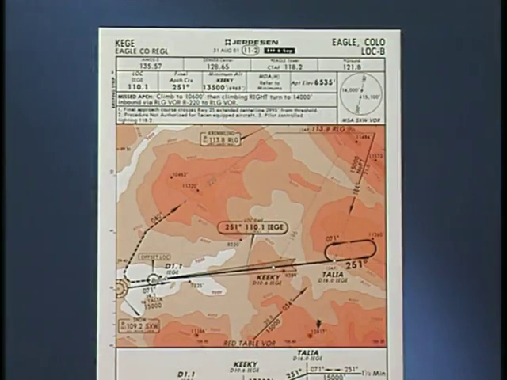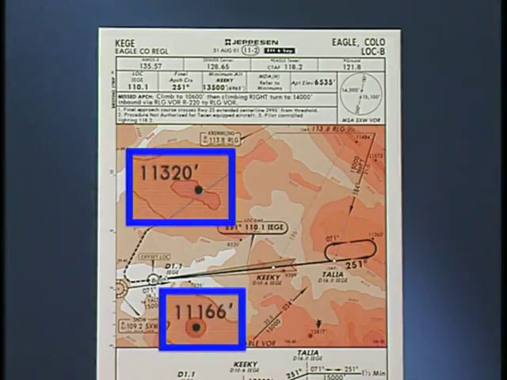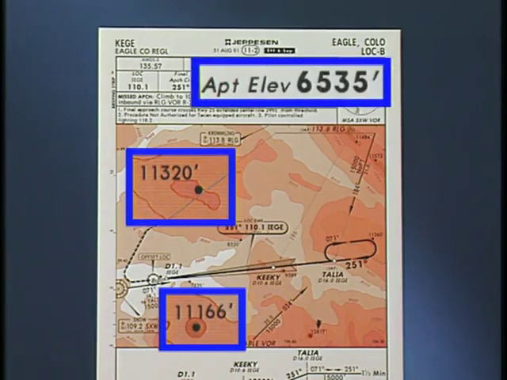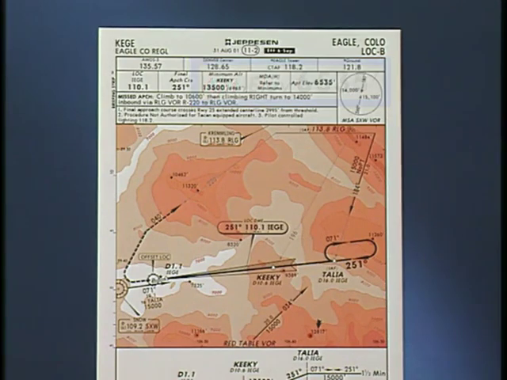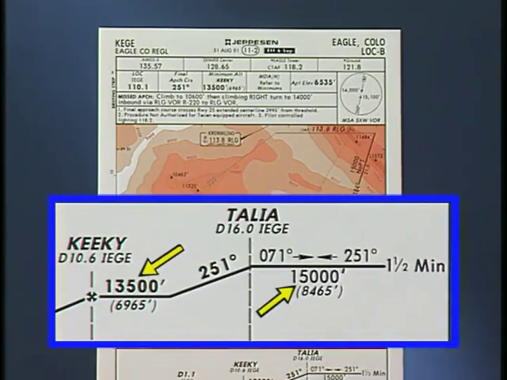Terrain contour information is depicted when terrain within the approach chart plan view exceeds 4,000 feet above the airport elevation, or when terrain within 6 nautical miles of the airport reference point rises to at least 2,000 feet above the airport elevation. This information is for reference only and must not be relied on for terrain clearance. Minimum IFR altitudes published on the procedure provide terrain clearance.